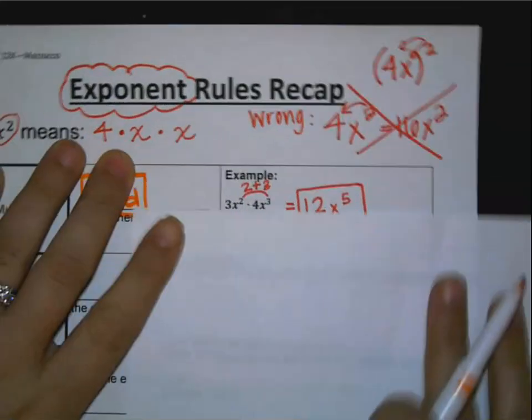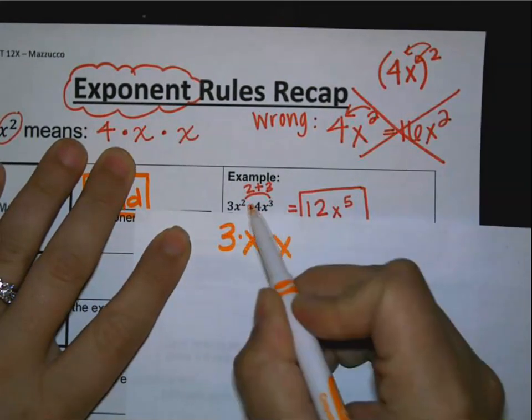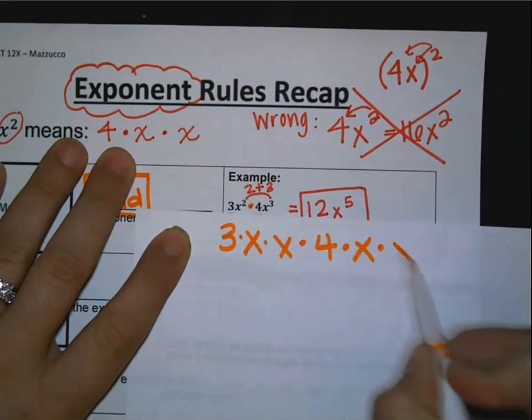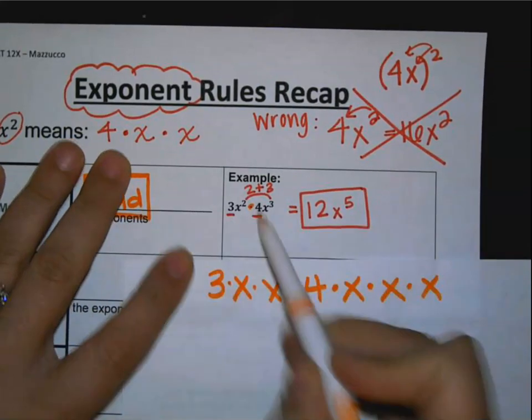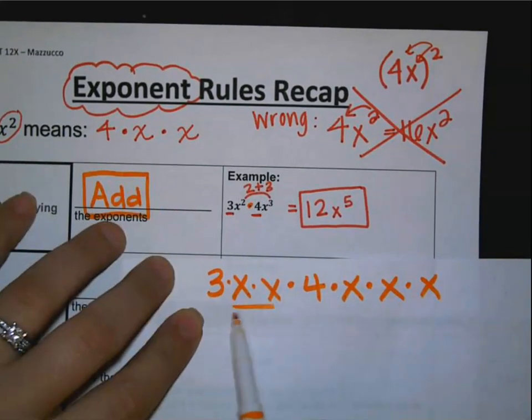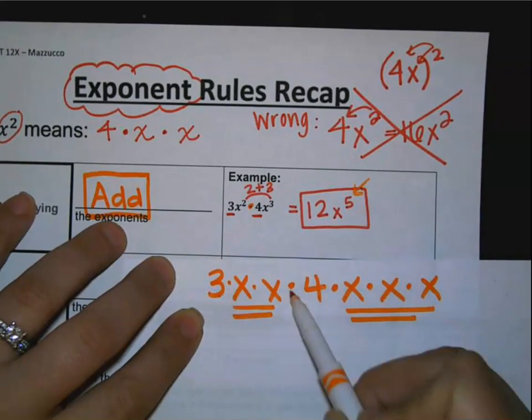For example, this is saying 3 times x times x, times 4, and then x times x times x being multiplied. If ever you forgot that you were supposed to add the exponents, if you write it out, you could see there's 2 here and 3 here. That makes 5, and 3 times 4 is 12.